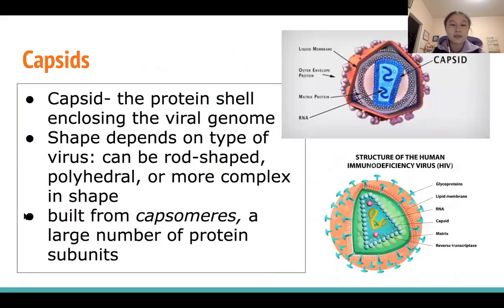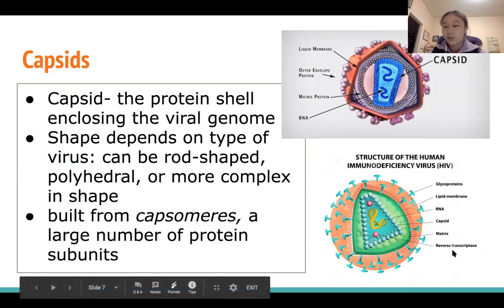Capsids. A capsid is the protein shell that encloses the viral genome. The shape depends on the type of virus, so it can be rod-shaped, polyhedral, or more complex in shape. They are built from capsomeres, which is a large number of protein subunits. Over here is a diagram with the labeled part capsids, and underneath is another diagram and another labeled part.